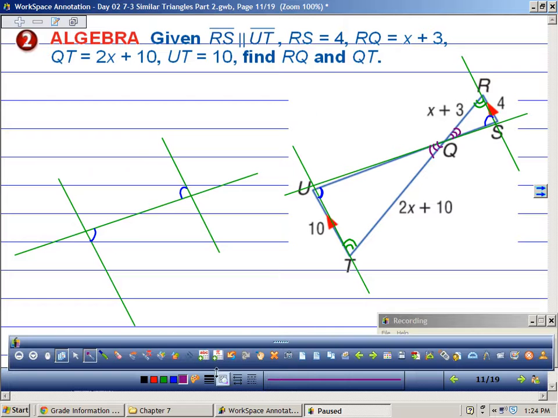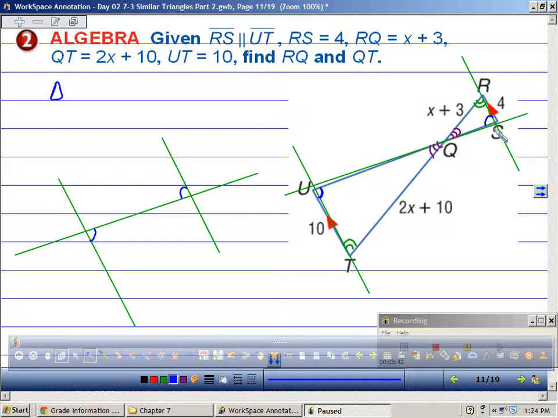So right now we can already make a congruency statement, correct? So let's do that. Not congruency, I keep saying that, similar statement. So I'm going to start with what? R or S? S has got 1. Let's go in order. S, R, Q. S, R, Q is similar to triangle U, T, Q. Everybody agree?